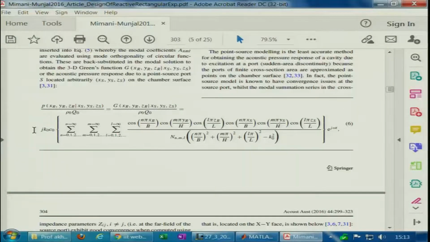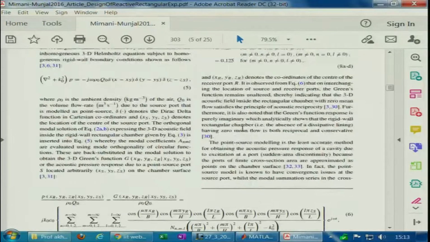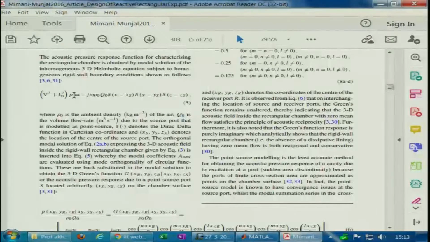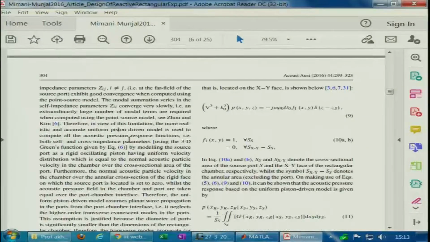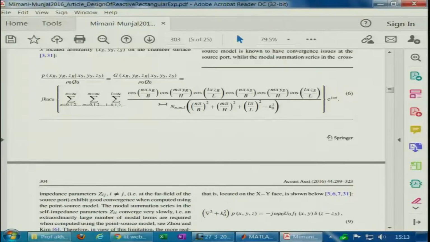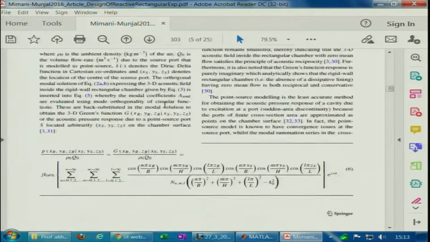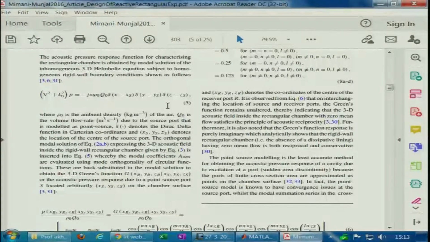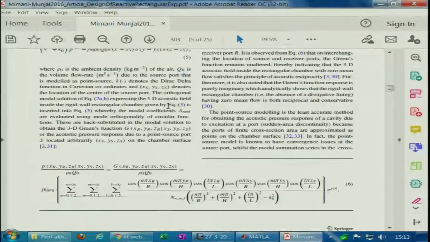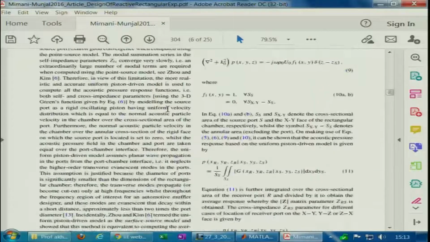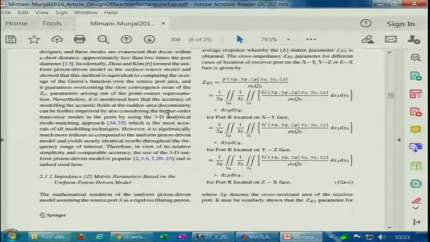g is equal to rho naught q naught times j k naught c naught multiplied by this big expression, which is a solution of this thing. So, what we essentially do is substitute equation 6, that is the Green's function solution, in equation number 5, by knowing that this is a solution. And as I have mentioned, we have to go a little fast.